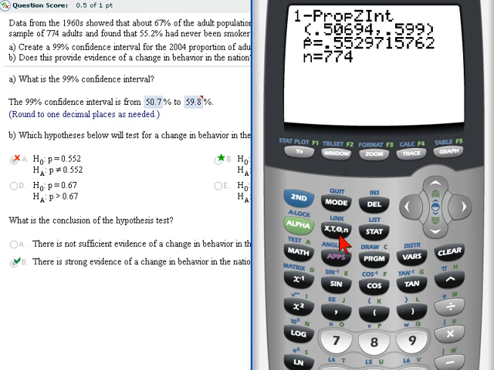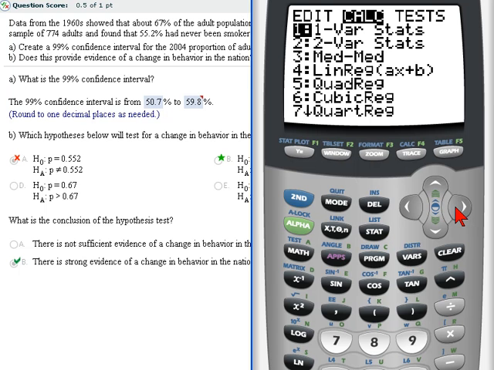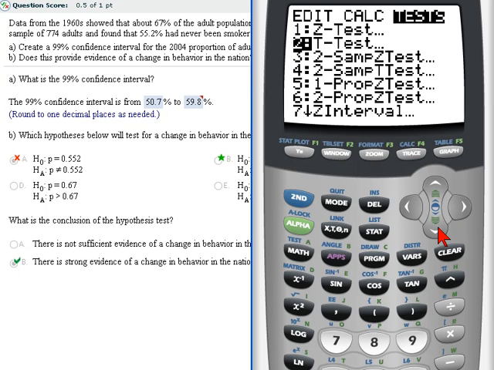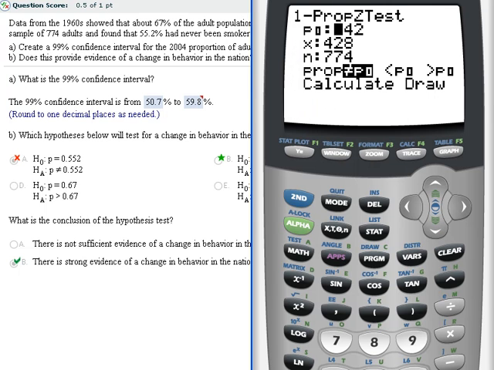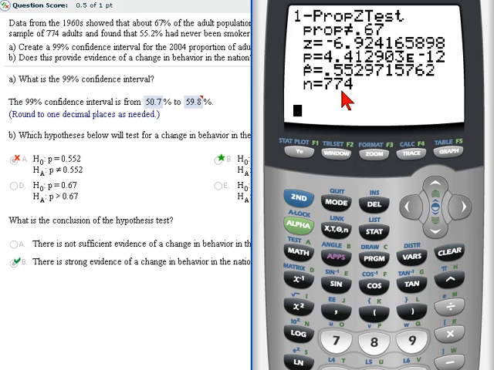The other way you could do that is with a hypothesis test. So if you went over and did stat and then over to test and then did a one prop Z test, your null is the 0.67, and I'm going to change that to 428. It's going to be okay, and then we do a not equal and then calculate. All right, so you see that your p-value is extremely small. This means that there are 11 zeros in front of the 4 because you move the decimal to the left 12 places. So your p-value is essentially 0.